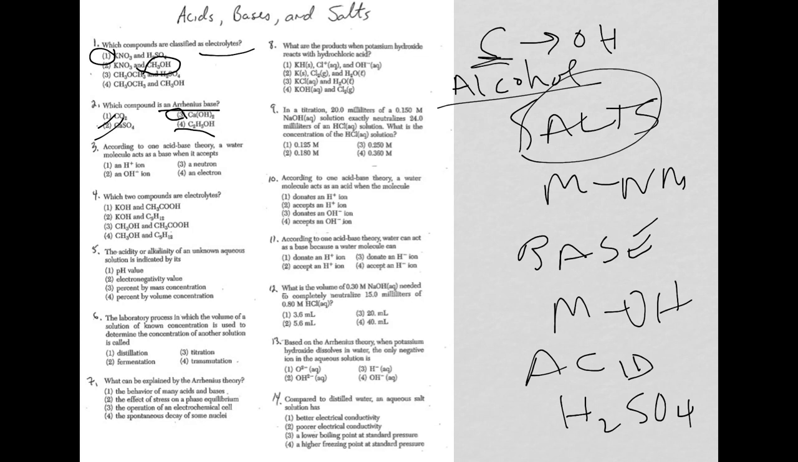According to one acid-base theory, a water molecule acts as a base when it accepts. Okay, the acid-base theory that they're talking about here is called Bronsted-Lowry Theory. I'm sure your teacher mentioned it. For some reason, New York State doesn't mention it. They'll call it an acid-base theory or another acid-base theory. In Bronsted-Lowry Theory, an acid donates H+, and the base accepts it. So it's really the definition of a base for Bronsted-Lowry Theory, which is choice 1. Let's move on.